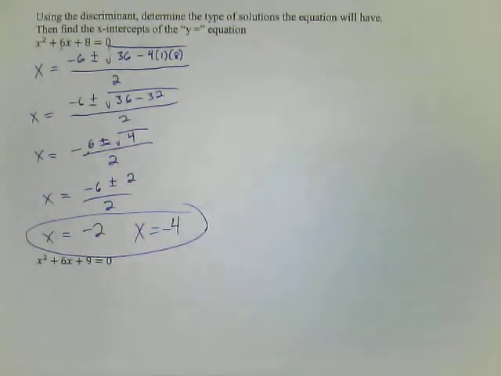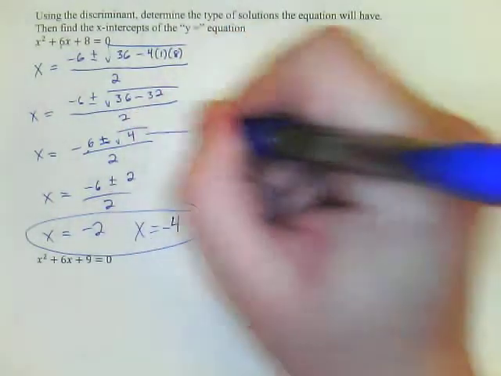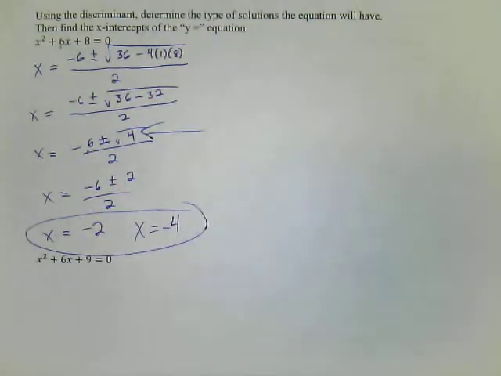So these are both real numbers, and the reason why we got real numbers is because when we took the square root of 4, we got a real number. We can take the square root of 4, no problem there.